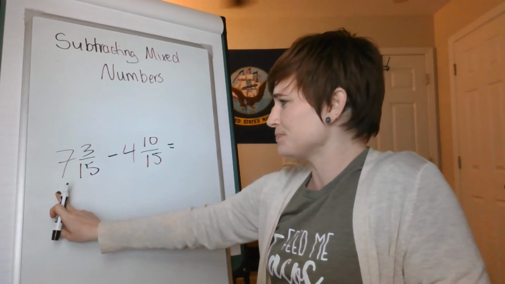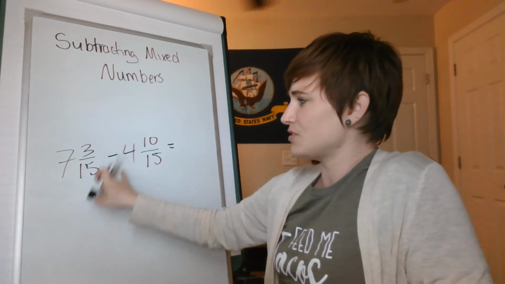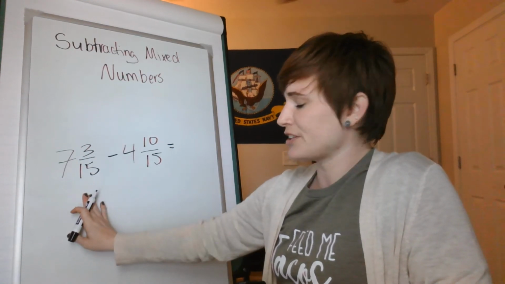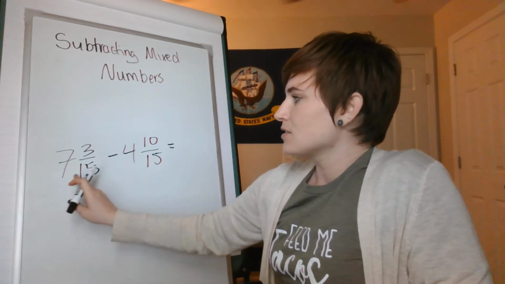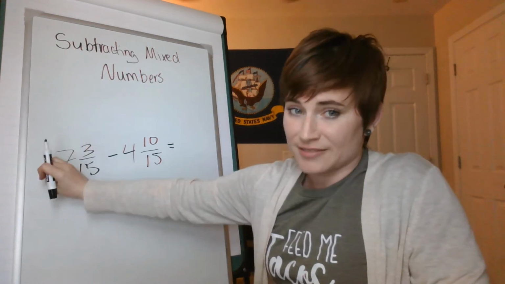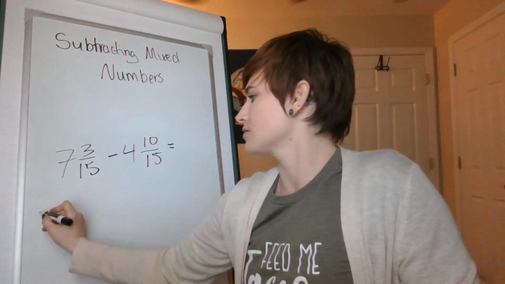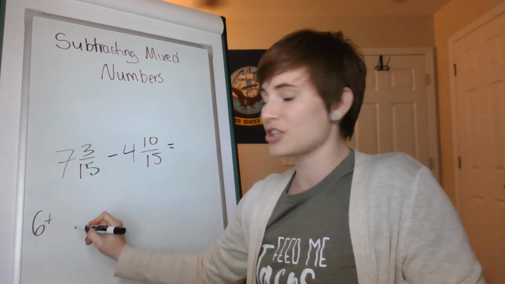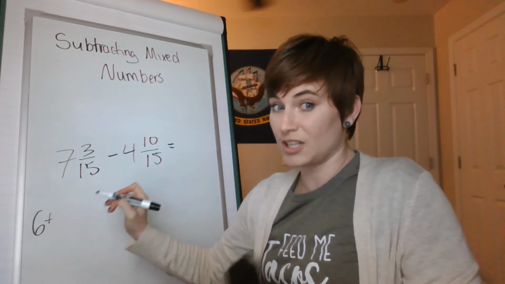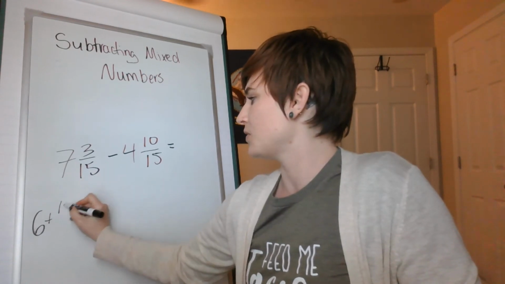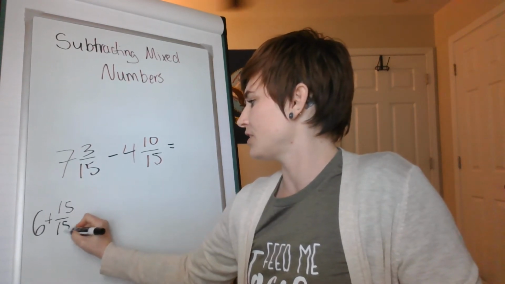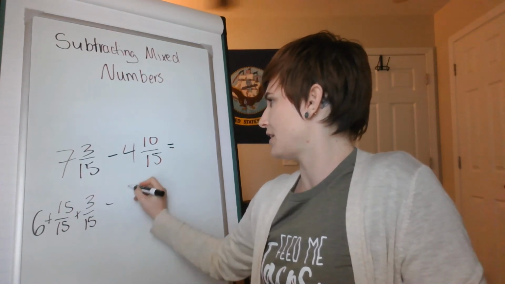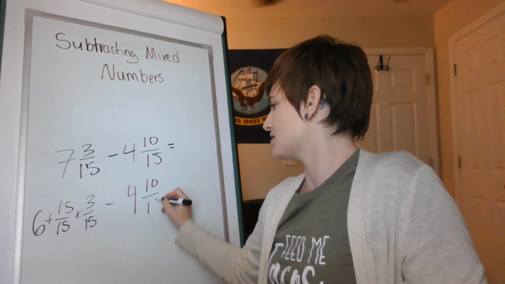So what I want you to do is, you know that 15 over 15 is the equivalent of 1. You know that your denominator is 15. So we want to borrow a fraction from 7. So we're going to turn that into 6. We're going to borrow a fraction so that we can subtract our fractions. It'll be 15 over 15 and 3 over 15 minus 4 and 10 15ths.